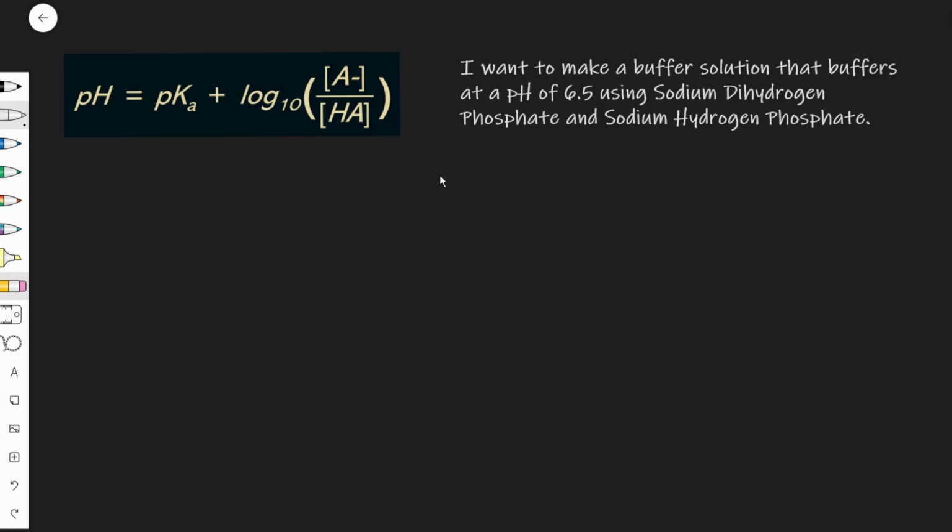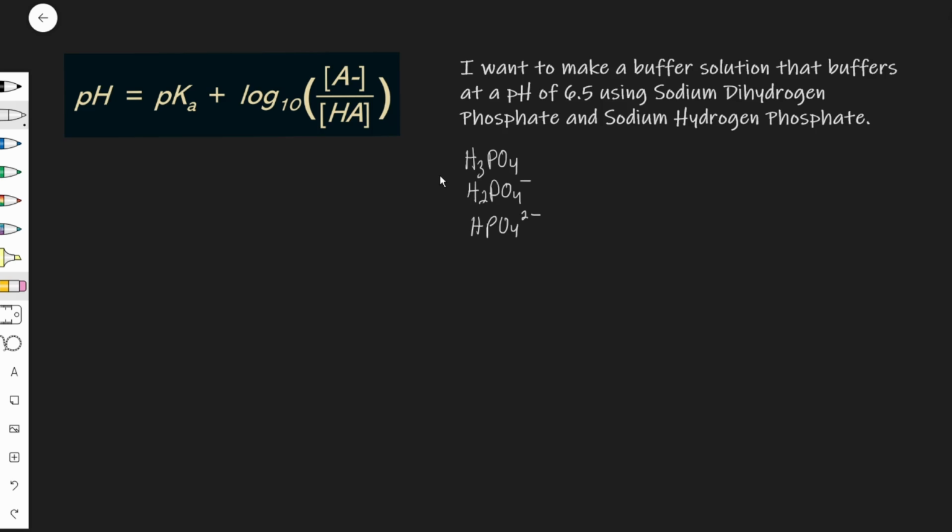So let's say you want to make a buffer solution that buffers at a pH of 6.5, and you have sodium dihydrogen phosphate and sodium hydrogen phosphate. Now, this is one of those, it has multiple protons. It's a polyprotic acid. So we've got H3PO4, then we've got H2PO4 minus, and then we've got HPO4 2 minus, and each one of these has its own Ka value.